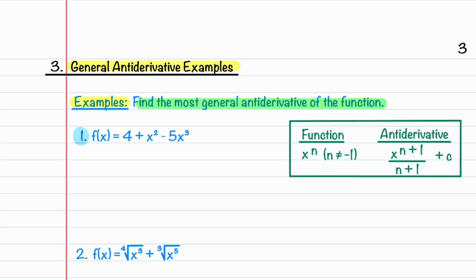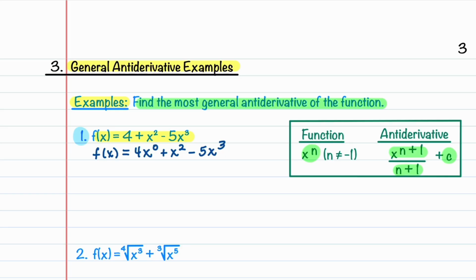The first example that we're going to look at is f of x is equal to 4 plus x squared minus 5x cubed. Just to make things easier, over here on the right, I've written down the function x to the n, as long as n is not equal to minus 1, and its antiderivative x to the n plus 1 divided by n plus 1 plus c. In this first example, I want to begin by rewriting our function little f of x as 4x to the 0 plus x squared minus 5x cubed. That x to the 0 is going to help us learn how to find the antiderivative.